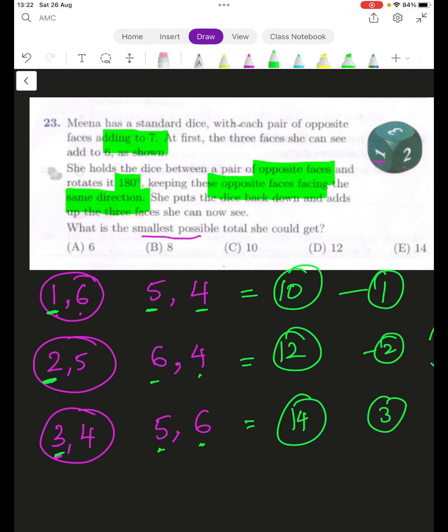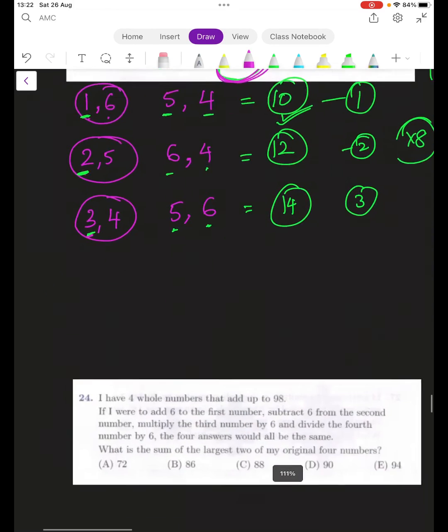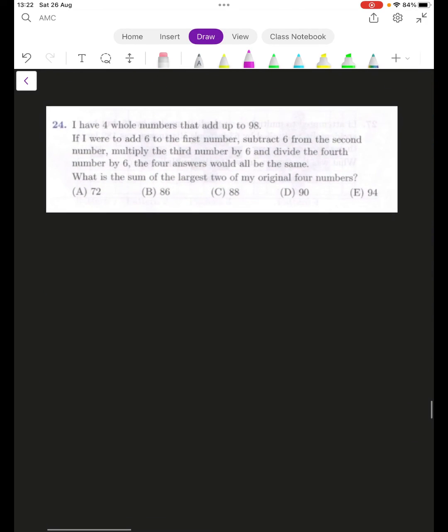So we have 3 scenarios, and these are the possible numbers because we are looking for the smallest possible total, which is this one. So the smallest possible total is 10. This is our answer, C.